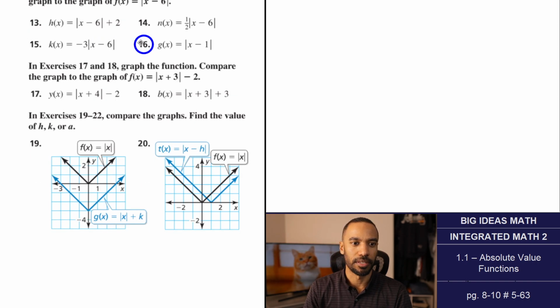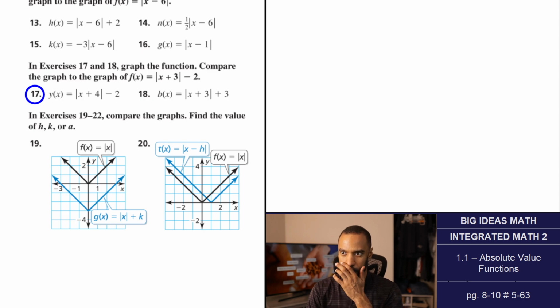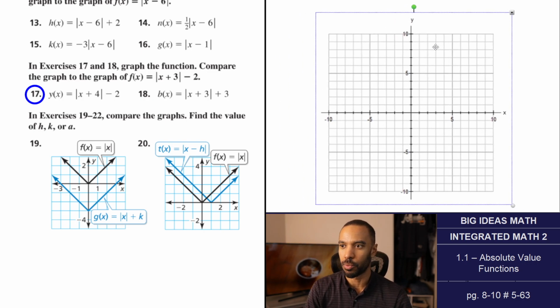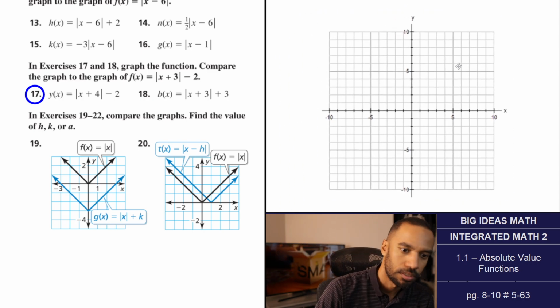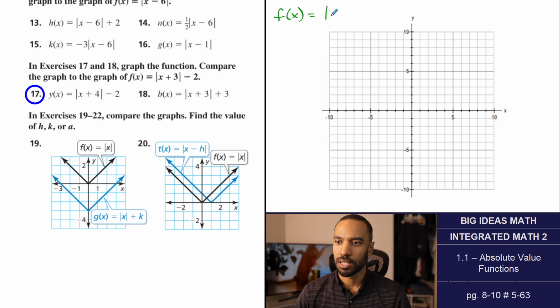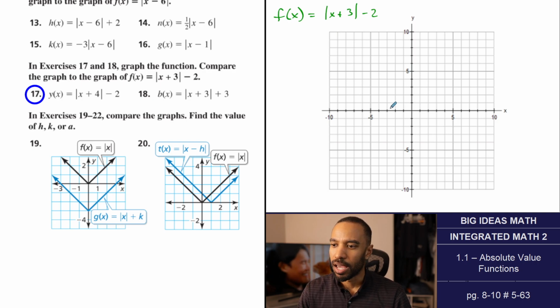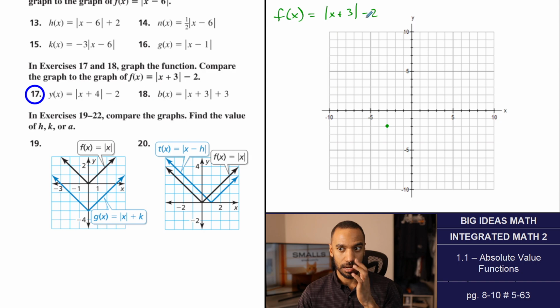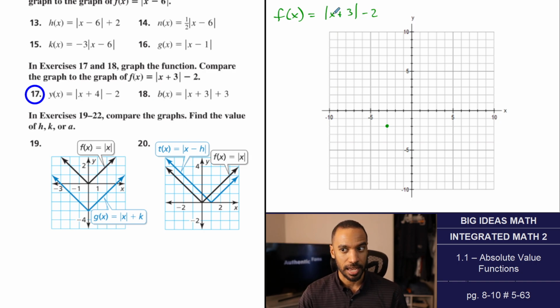Okay, moving forward, let's take a look at numbers 17 and 18. Graph the function, compare the graph to this. It's going to be the same concept as what we just did, only now more. So the original f of x equals absolute value of x plus 3 minus 2. We have -3, -2 as this guy's vertex. That is our h of -3. Hopefully you're getting used to that. Change the sign. It has to do with what we do plugging in for x. For k, we keep the sign. And then we plot it there.